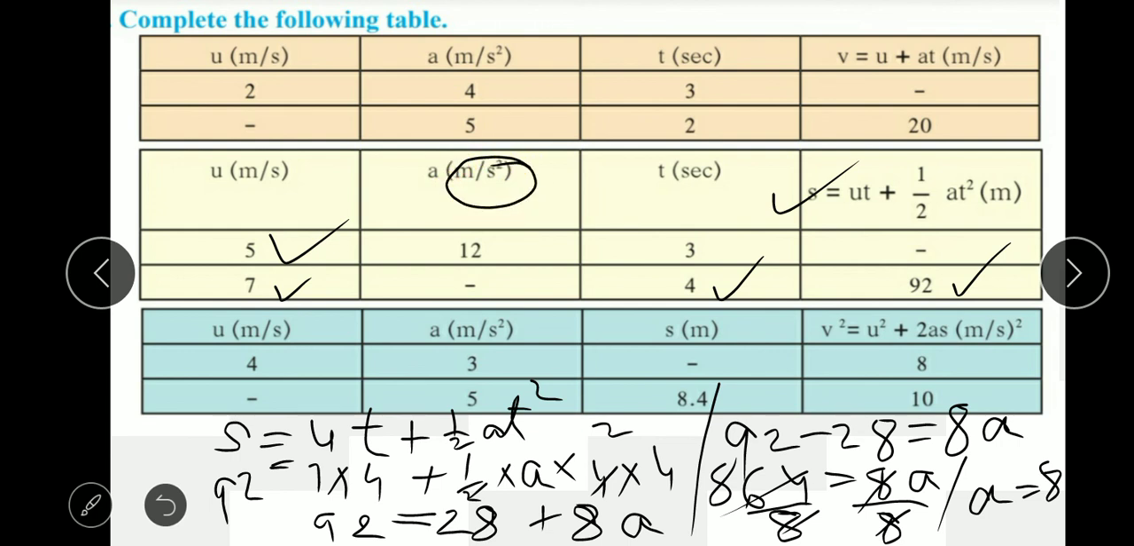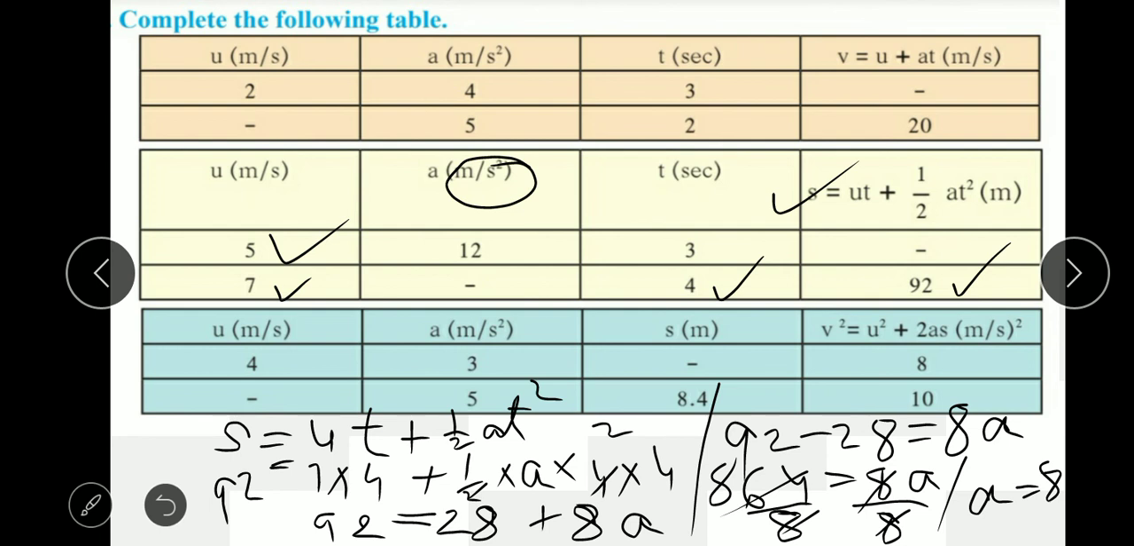So here we'll write meter per second square, students. Here space is not there, so I'm not writing, but make sure that you write it, students. You will write 8 meter per second square.